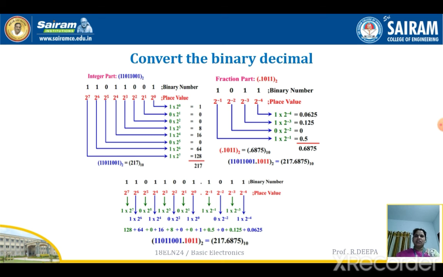So this is how you need to convert the given binary number to a decimal number. Again, below I have listed together the weightages, and after multiplying and adding, again I am representing it as 217.6875 with base 10.